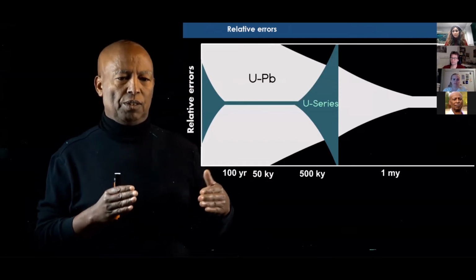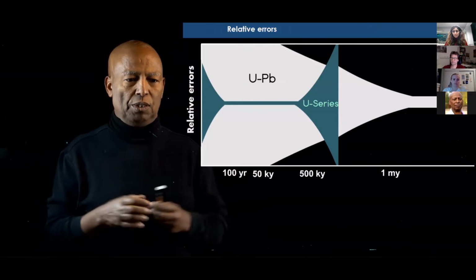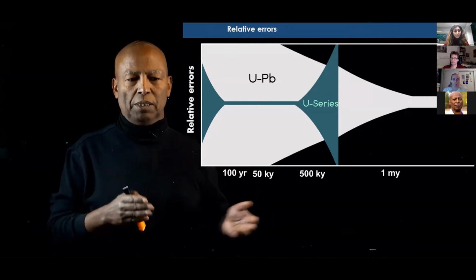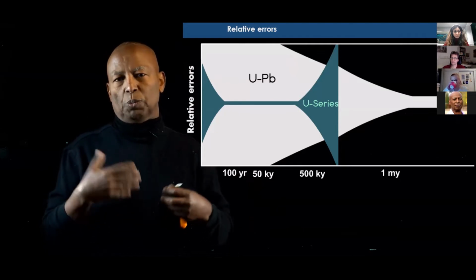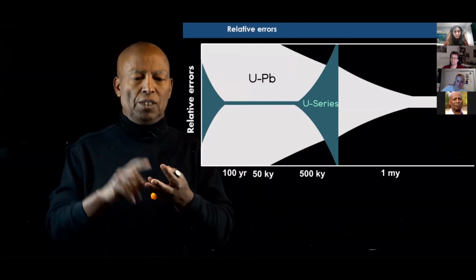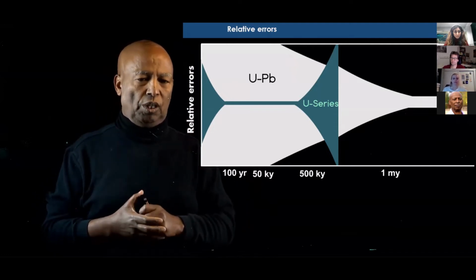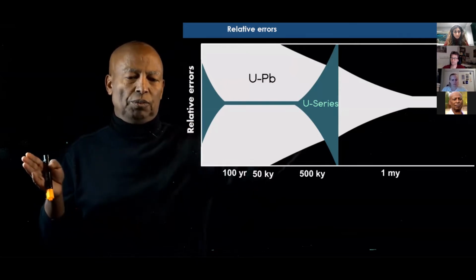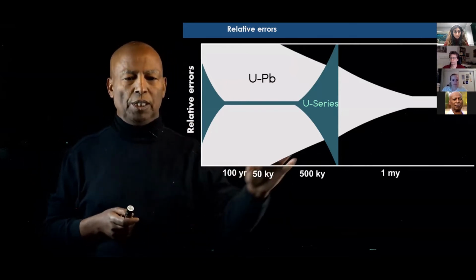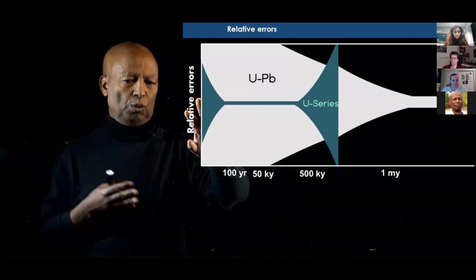There is a nice convergence in my lab. We do both systems, both uranium series and uranium lead, because the set of problems we're working on, especially when it comes to climate, sea level, surface process, neotectonics, cover the full range of what I call the recent past to very ancient times. The uranium series system is ideal for more recent stuff.